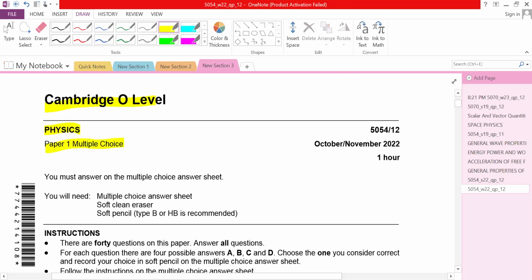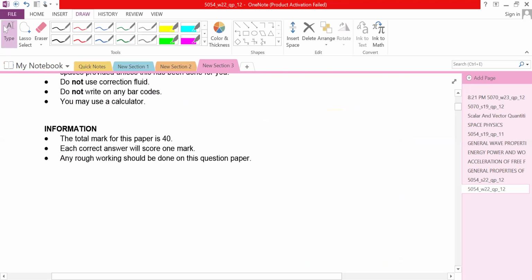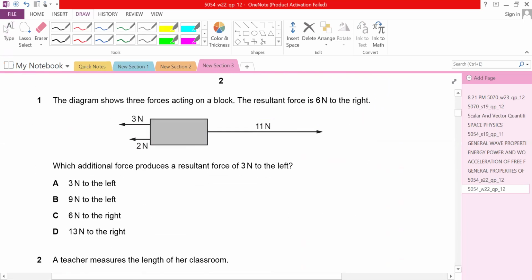Today we will be discussing O levels physics P1 multiple choice, October November 2022, variant 1 2, and the code for O levels physics is 5054. This paper is of 1 hour and it has 40 MCQs. Each MCQ has 4 possible answers A, B, C, D, and you have to choose the correct one and record your choice using a soft pencil on the multiple choice answer sheet. So let's get started.